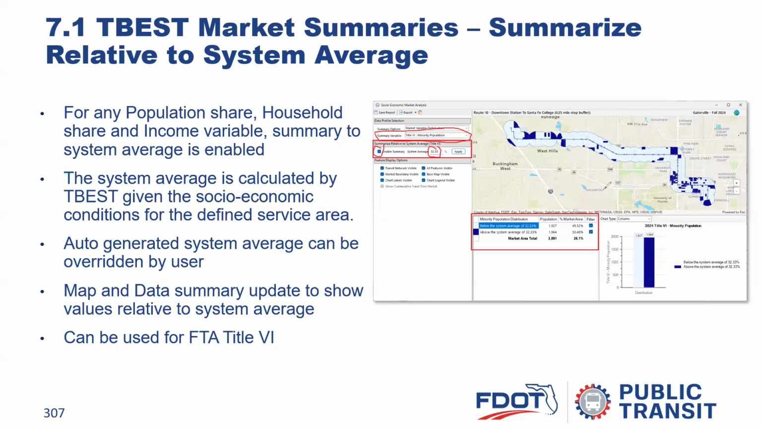So it could be that maybe you're doing this for not just Title VI, you can do this for any variable, right? It doesn't have to be limited to Title VI. Whatever you have selected as the summary variable, you can enable this summary. It will calculate the system average for it, and then you can show the distribution above and below the system average. So it's specifically kind of a Title VI type of summary, but you can use it for any variable.